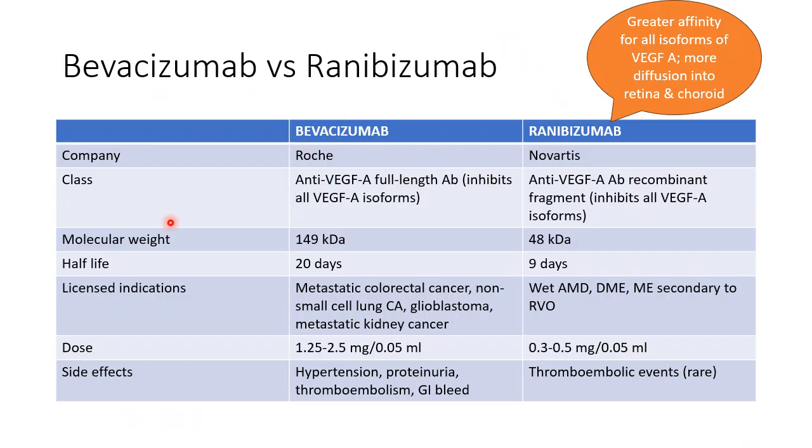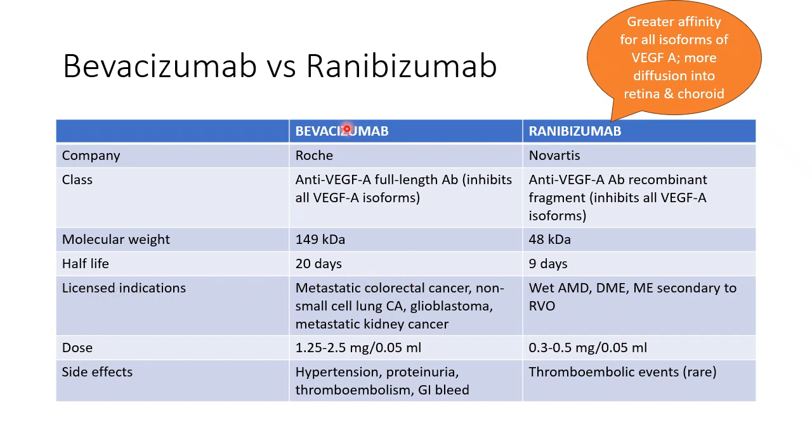So just a comparison of bevacizumab versus ranibizumab. The class: this is a full-length antibody, and this is just a fragment. Molecular weight 149 versus 48. Half-life 20 days versus 9 days. Licensed indications, licensed by who?